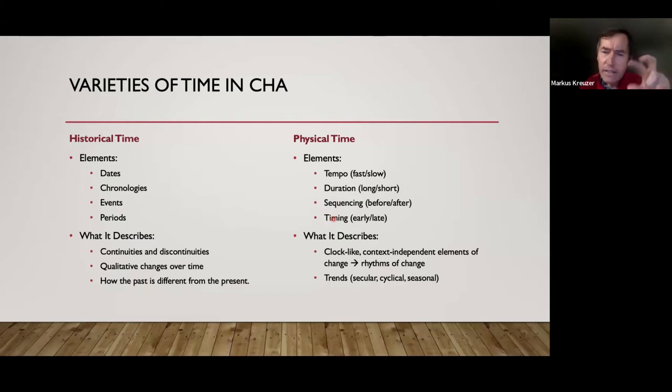And so the key distinction between physical and historical time is that physical time really focuses on temporal dynamics that are context independent, right? These elements of duration and time have the same characteristics irrespective of whether they occur in the 19th century, 20th century, or 21st century. And these elements of physical time help refine the analysis of historical change because it allows us to differentiate the rhythms of this change. Is the historical change fast, slow, early, or late? And they also help us identify trends. Do we have historical trends that are secular, cyclical, or seasonal?